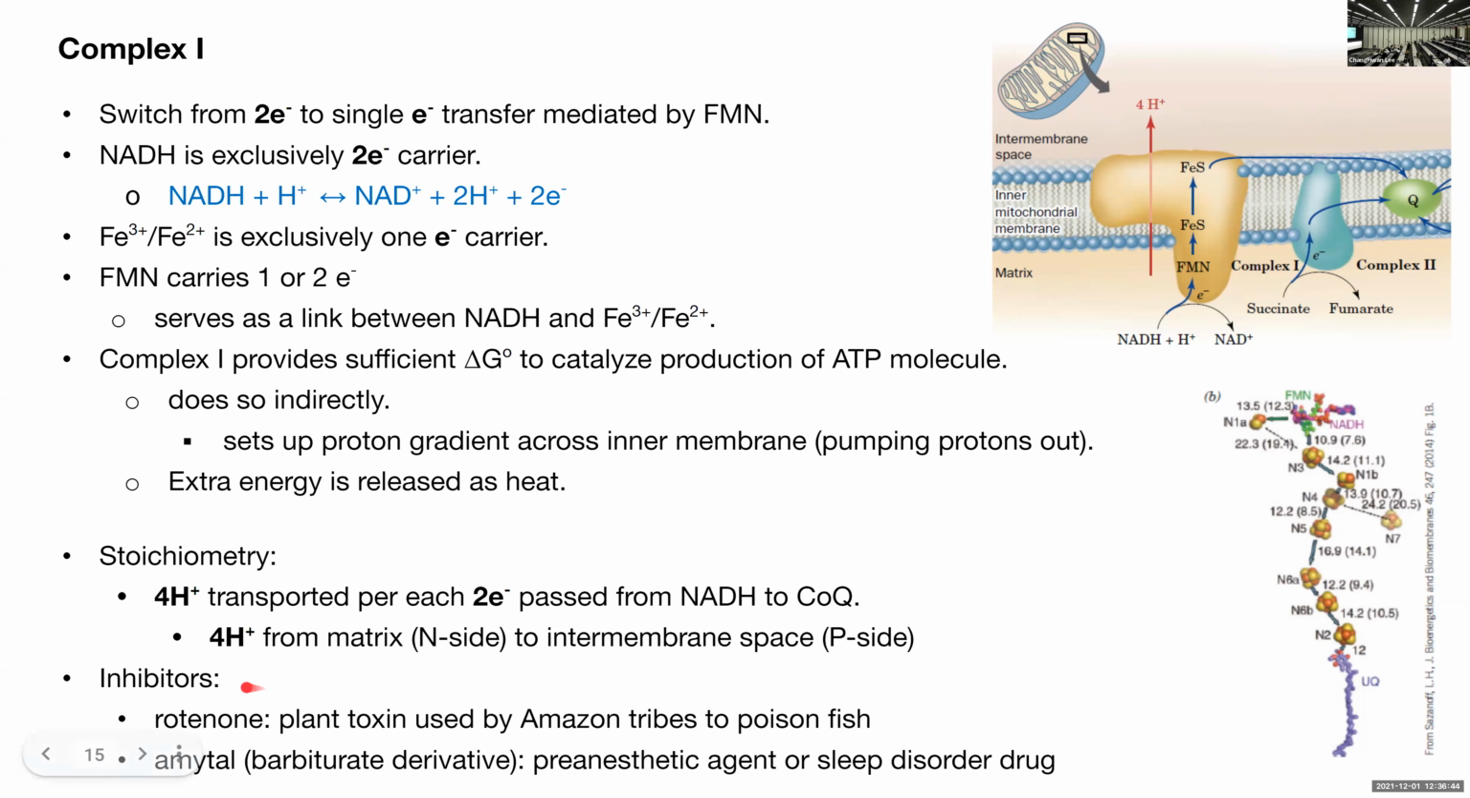And there are well-known inhibitors for this complex 1. These are 2 examples. First one is rotenone, which is a plant toxin that is used by the Amazon tribes to basically catch fish by poisoning the fish neuronal system. And the other one is amytal, which is a barbiturate derivative, and it is used as a pre-anesthetic agent or sleep disorder drug.